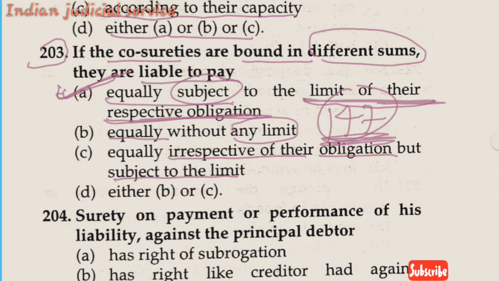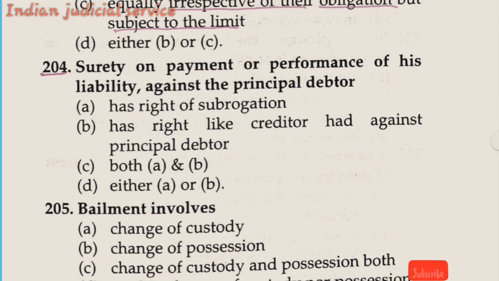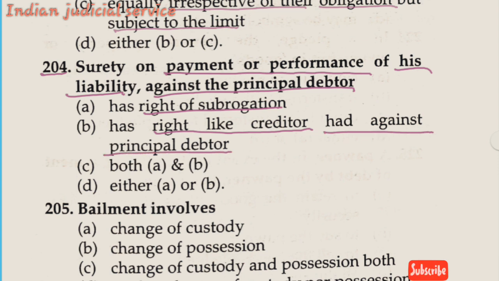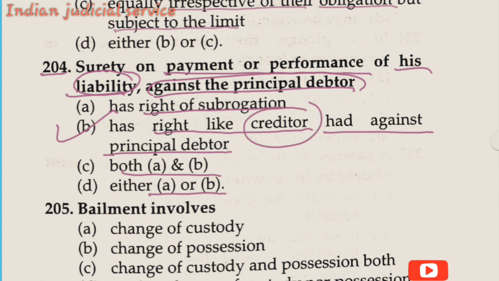Now question number 204. The surety, on payment or performance of his liability against the principal debtor: option A, has right to subrogation; option B, has right like the creditor had against the principal debtor; option C, both A and B; option D, either A or B. It is clear that the answer is option B. The surety on payment or performance of his liability has the right the creditor had against the principal debtor, according to Section 140.